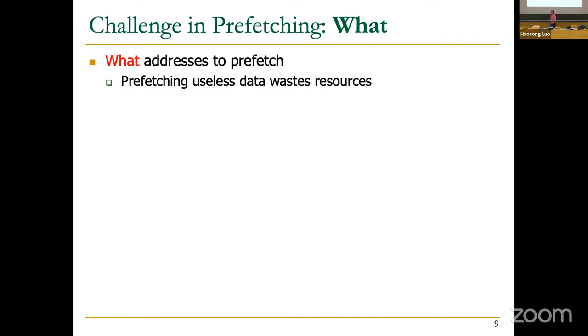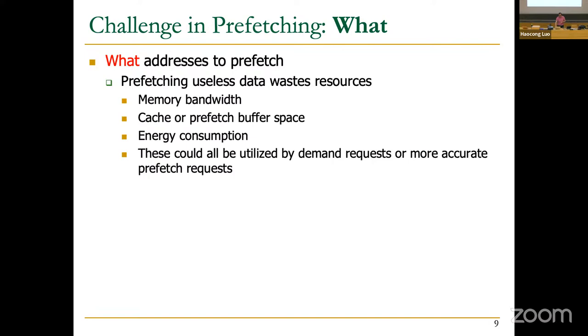If you're not accurate, you prefetch useless data, and that wastes resources, right? And we said that efficiency is extremely important today in the memory hierarchy. If you waste resources, you're wasting lots of resources. It's memory bandwidth, which is very precious. Cache space or prefetch buffer space. And all of these translate to energy consumption. And these could all be utilized by demand requests that are known to be requested or more accurate prefetch requests.